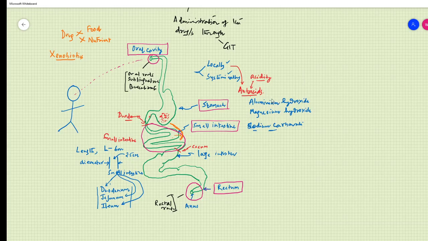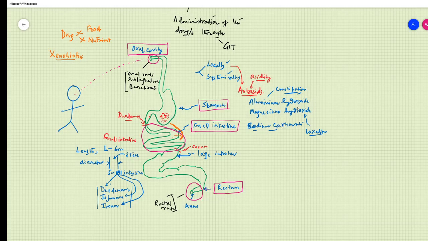So what is currently being used is aluminium hydroxide and magnesium hydroxide. Okay, but this aluminium has got a problem. It can cause constipation. On continued use it may cause constipation, and magnesium hydroxide continuous use can cause laxation. So that is something to be remembered about aluminium hydroxide and magnesium hydroxide. But having said that, these are examples of antacids having a local action.